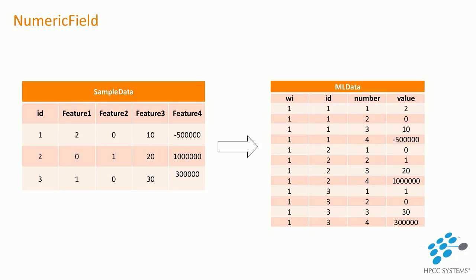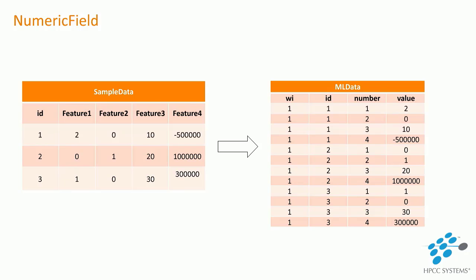field type dataset. You can see on the right, it has 4 fields. WI, which stands for the work unit item, basically helps make use of the parallelism provided by the HPCC Systems platform. Then you have the ID, which represents the ID field of your data set. And then you have the number, which represents the field ID. So in this case, you represent the ID of feature 1, feature 2, feature 3, and feature 4. So you have 1, 2, 3, 4. And then you have the values.